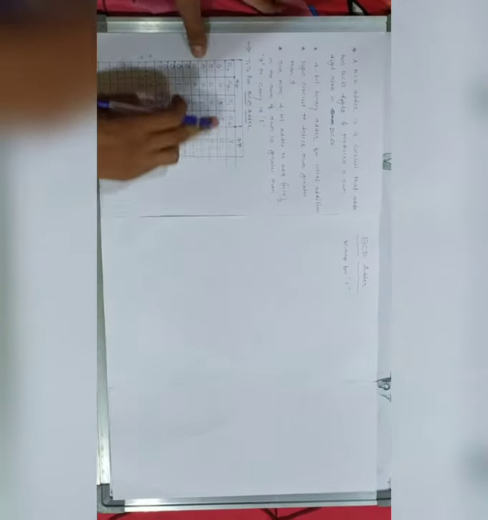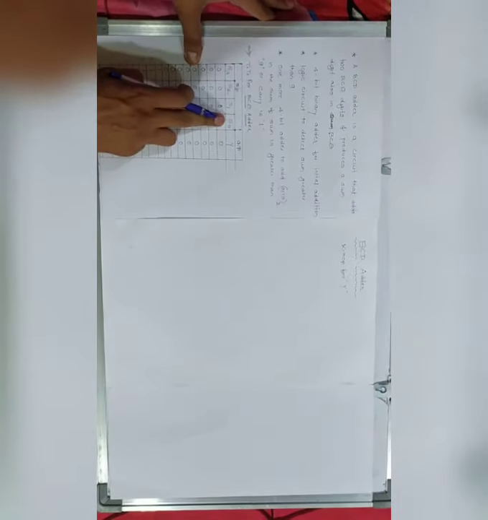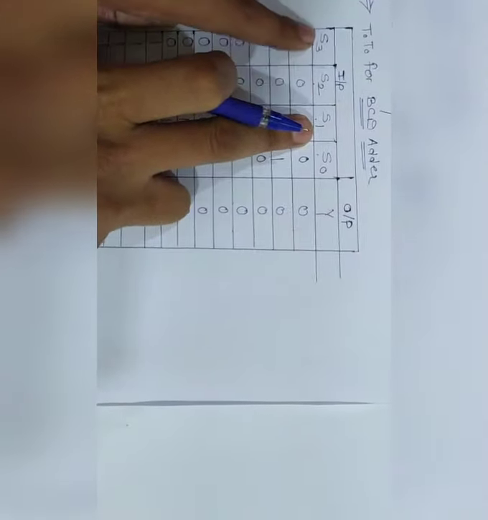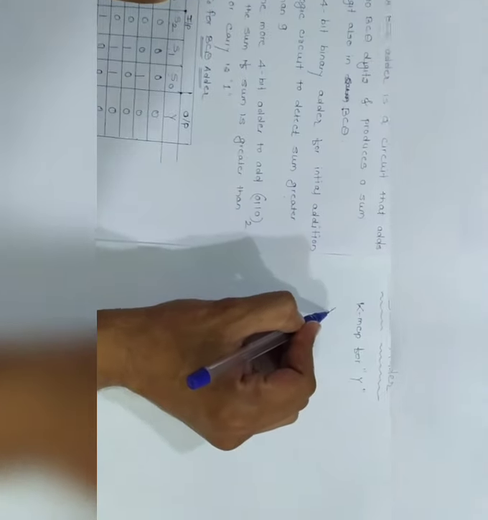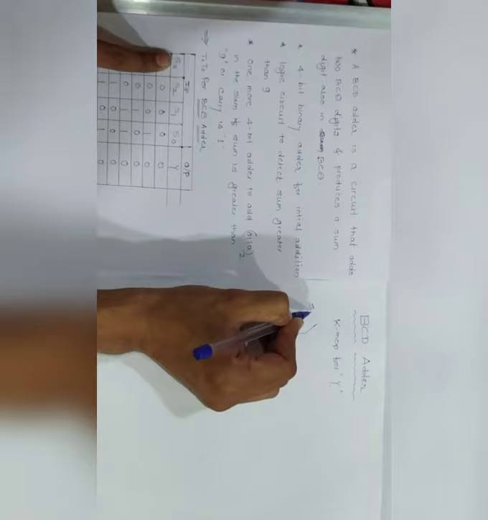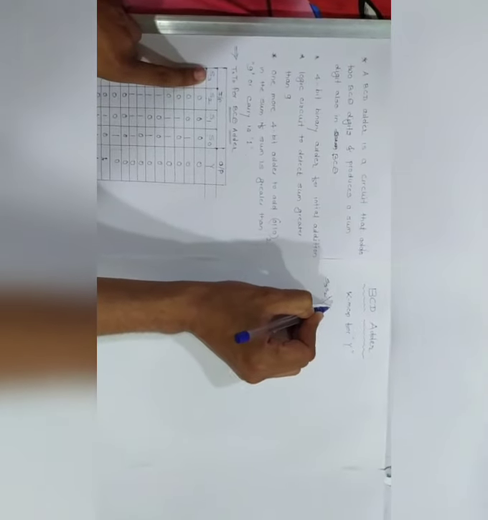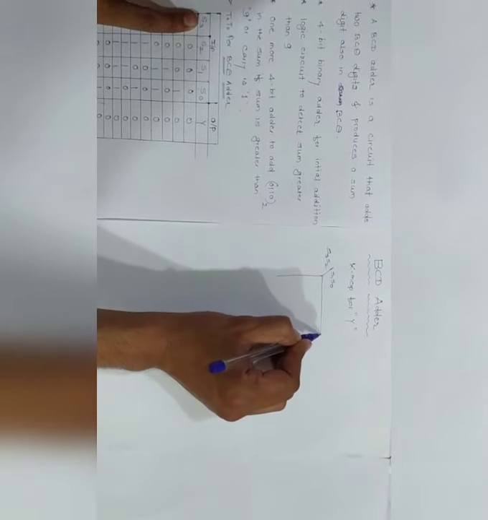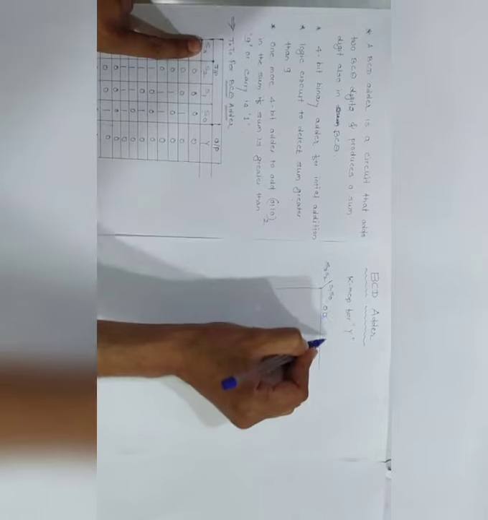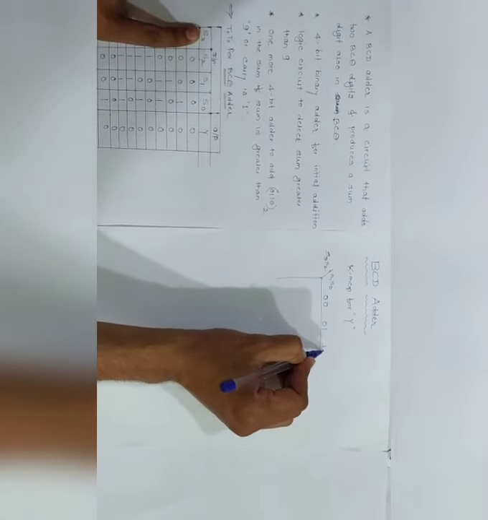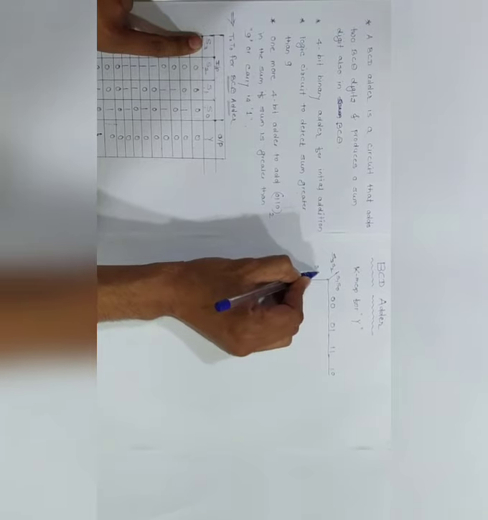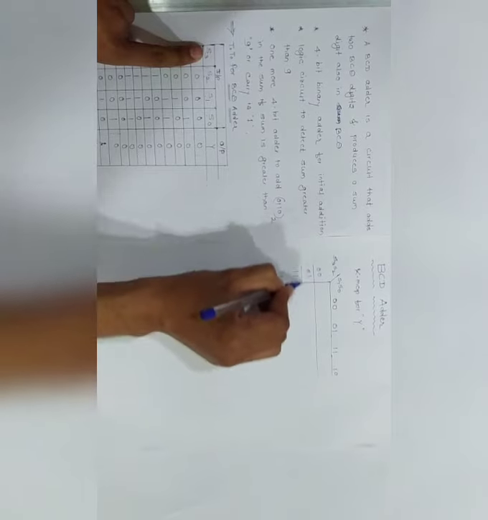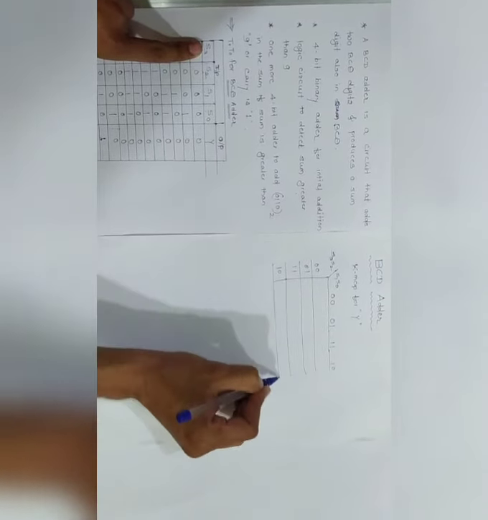Just for the K-map, you must know the inputs. The input variables are S3, S2, S1 and S0. These are my input variables. Everyone knows how to draw the K-map. The standard format is 00, 01, 11 and 10, and the same way 00, 01, 11 and 10 along the other axis.